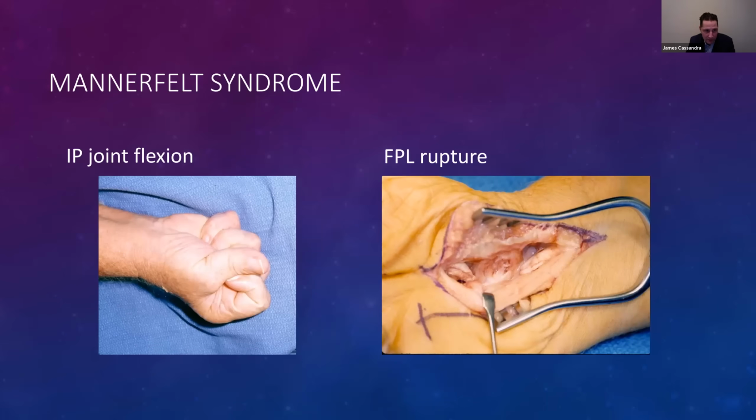So with this, people are using their hand and all of a sudden they lose that function and they can't bend the thumb. And then you have to start working it up for Mannerfelt syndrome, where you can't flex the thumb at the IP joint and the tendons rupture, and doing a tendon reconstruction or transfer is something to restore function, and addressing that bony spur.